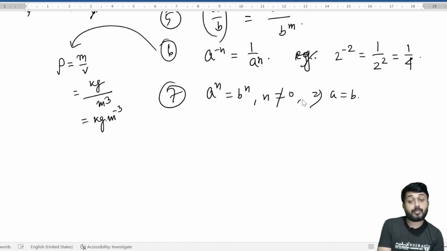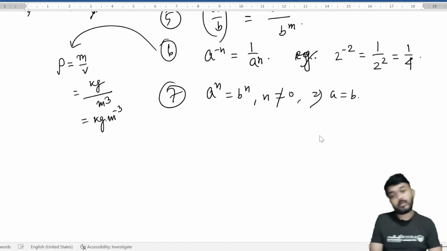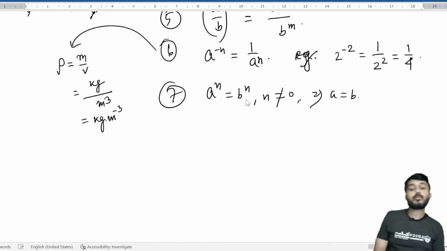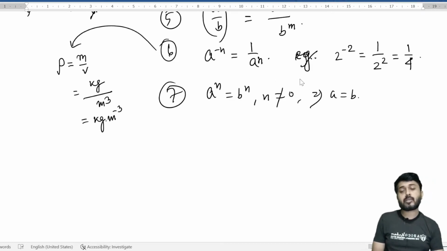That is why, if n is not equal to 0 and in spite of that a to the power n is equal to b to the power n, then we may say that a is equal to b. Or else a may simply be unequal to b and a to the power 0 equal to b to the power 0, right? Because both are equal to 1. That is why the restriction n is not equal to 0 here.